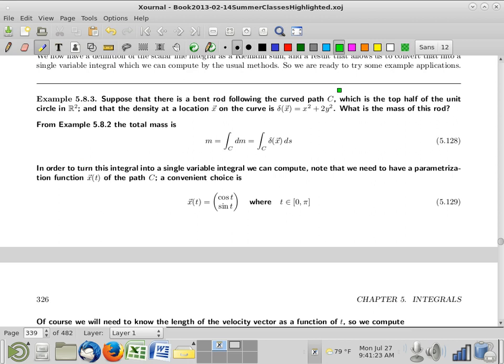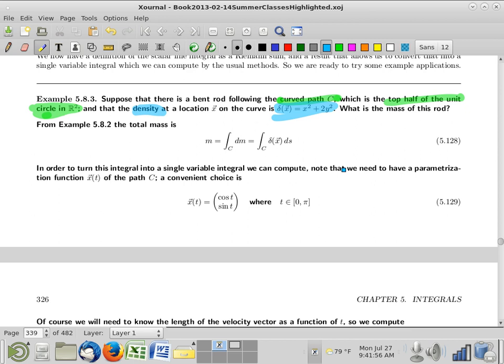So we've got a curved path, which is the top half of the unit circle in R2. And on that curved path, there's a given density function, and it's known that the density is this. So depending on where you are, depending on x, y, and z, the amount of mass per unit length on that curve is this function of x and y. I think I said x, y, and z. Sorry, x and y. It's a two-dimensional curve. So what's the mass of the rod?